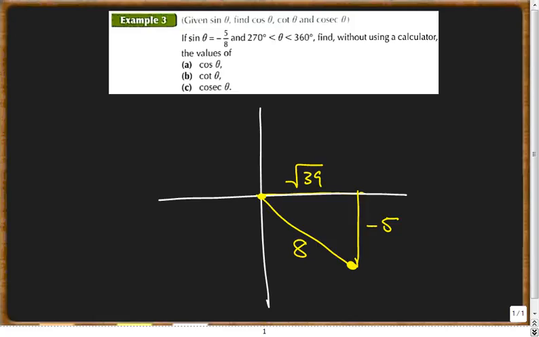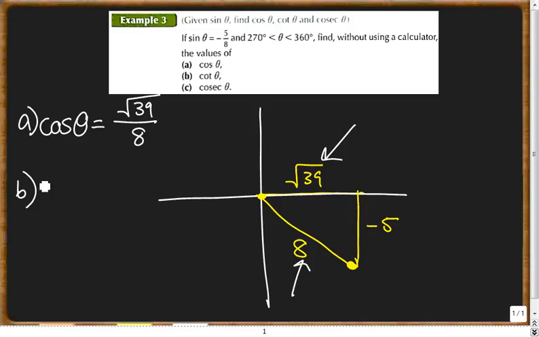So as we go and try to figure out, like, hey, what's our cosine? Well, cosine is going to be this over that. And in this case, it's actually positive. It's not negative like sine is, which is going to be an important thing later. So we get the square root of 39 over 8.